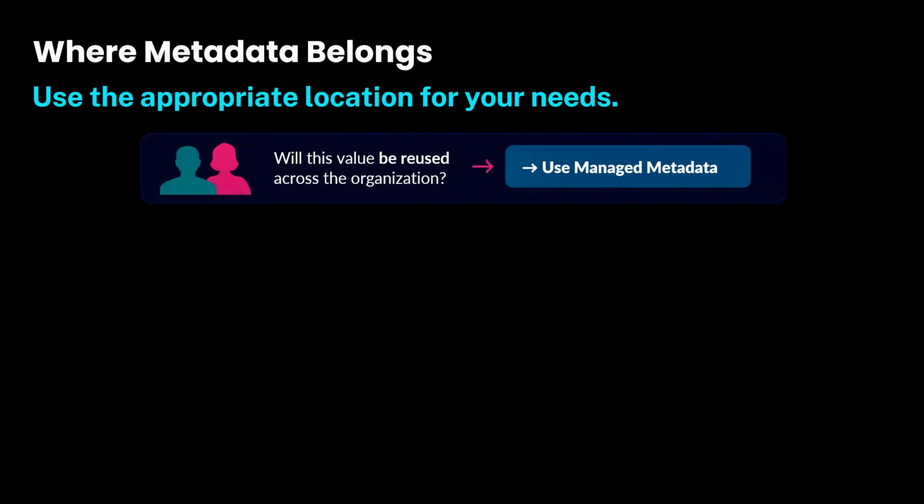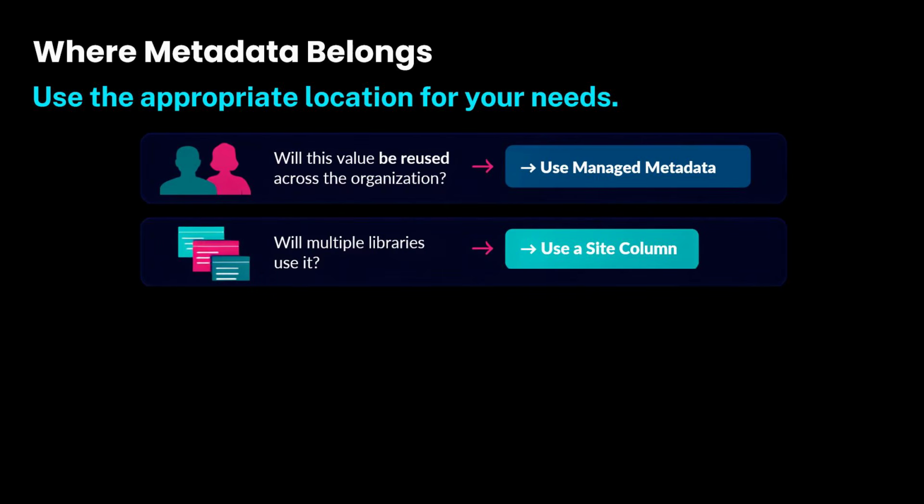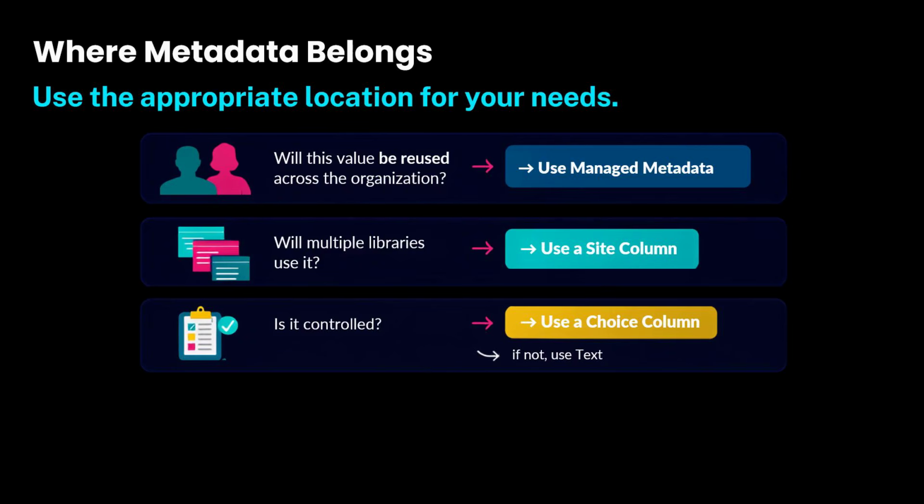So when you're deciding how to create metadata, ask yourself a few simple questions. Will this classification be reused consistently across the organization? If yes, managed metadata may make sense. Will multiple libraries within a site need the same column? Then consider creating a reusable site column. Is this a controlled set of values that only applies to this particular solution? A choice column may be all you need. And if the value is genuinely unique or unpredictable, simple text may be perfectly appropriate.